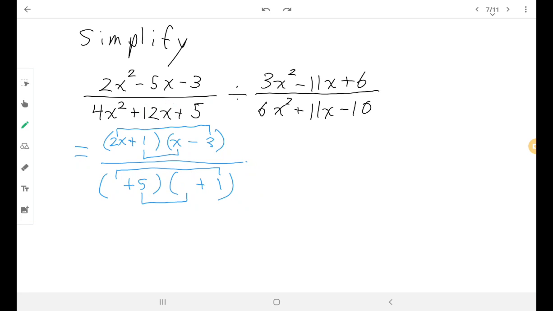So how am I going to do that? Well, 5 times 2 is 10. 2 times 1 is 2. So if I did 2x and 2x, then I would have 2x plus 10x is 12x.